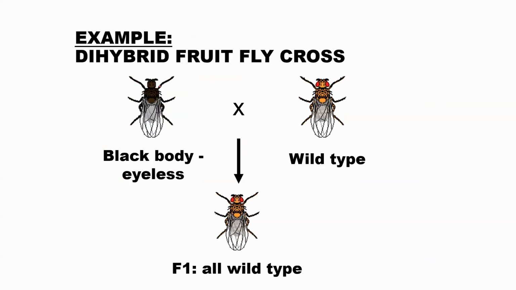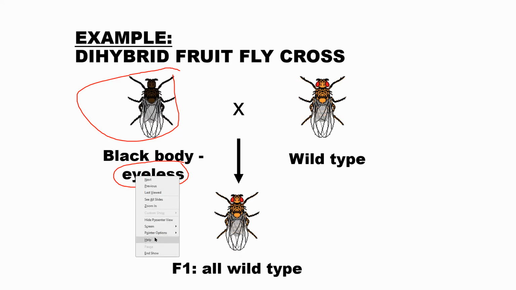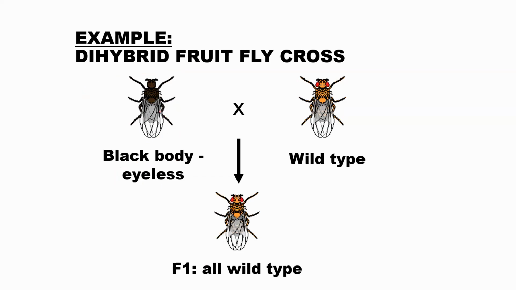So we have here two traits we're looking at. We're looking at black bodies, and we're looking at eyelessness. Or, sorry, what I should say is bodies and eyes. So we're looking at bodies and eyes as the traits. Okay? The body can be black, or the body can be the wild type, which is orange. You can have eyes or you can have no eyes. Those are the traits we're looking at, two traits.